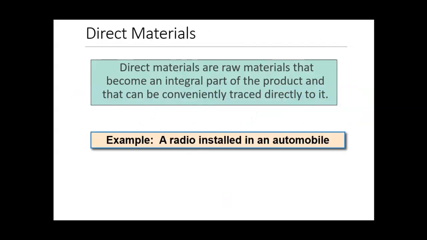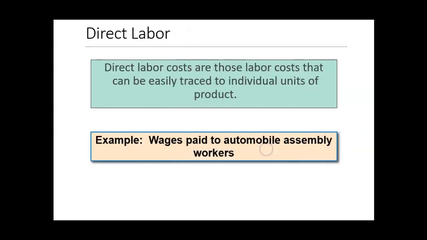So when you think about direct material, these are the actual materials that are being used to produce the actual product. We can trace these items to the cost directly. So an example would be a radio installed in an automobile. Direct labor refers to the labor cost that we're going to incur in order to produce a product. So as I mentioned before, the wages or salaries paid to those working on the assembly line to make an automobile would be an example of what we call direct labor.